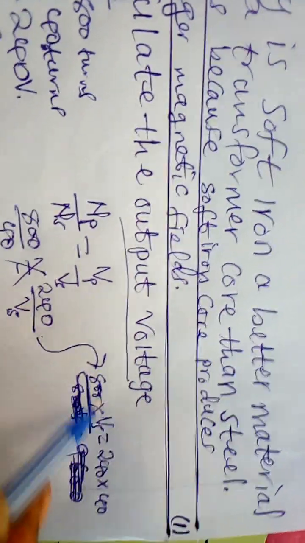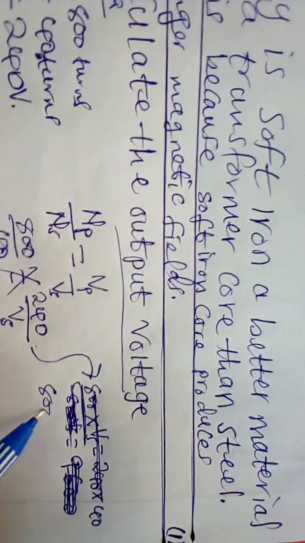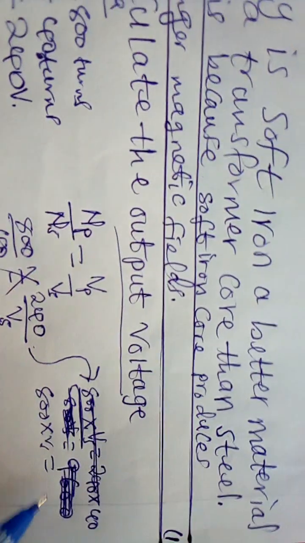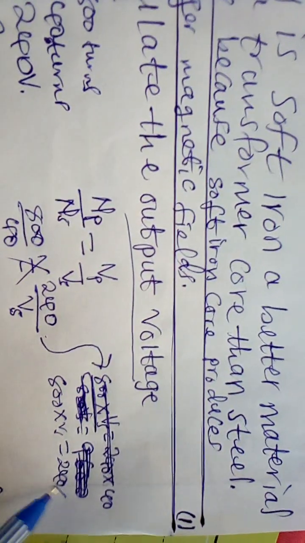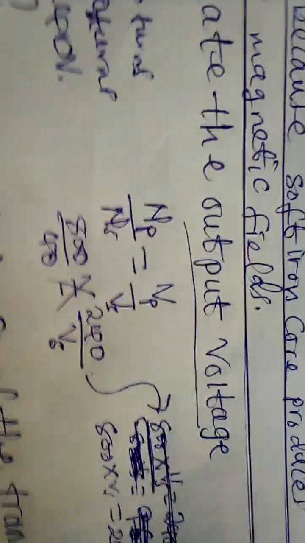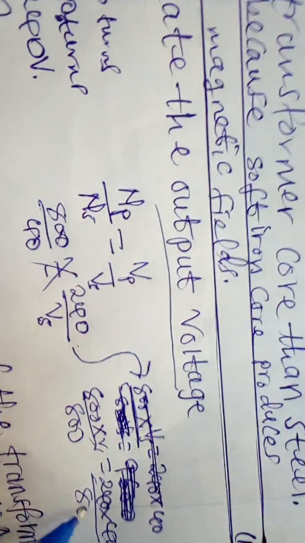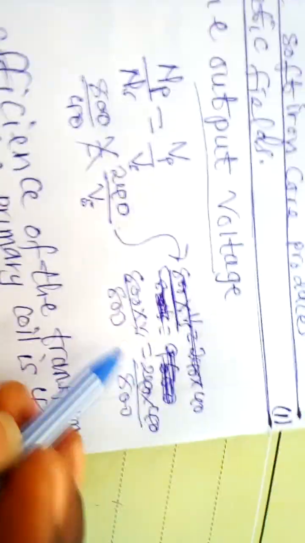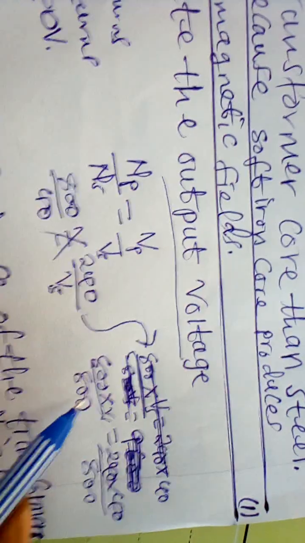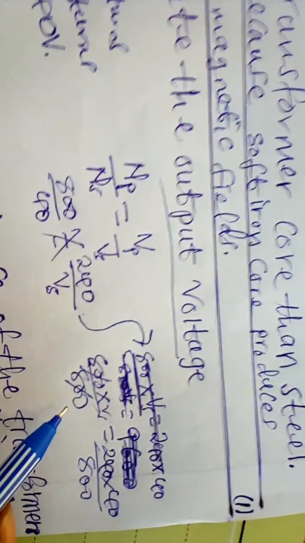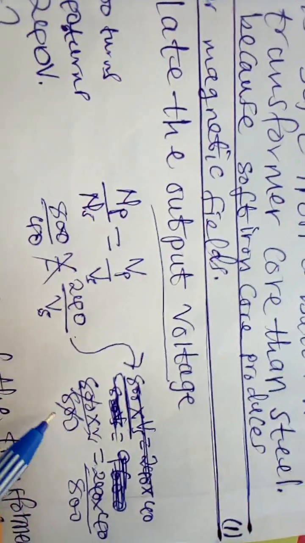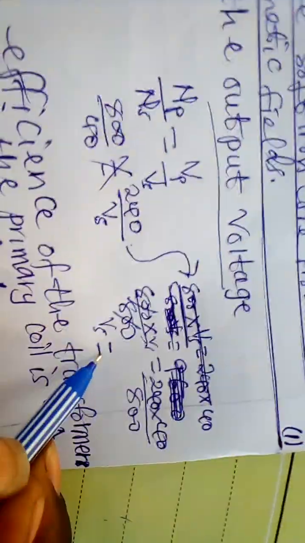So in this case, let me copy this one. Just say 800 times Vs is equals to 240 times 40. So here now we are just going to say over 800. Okay. So now in this case, we are going to cancel 800 into 800. It's 1. 1 times the Vs, it will be Vs, which is voltage in secondary. This is equals to.